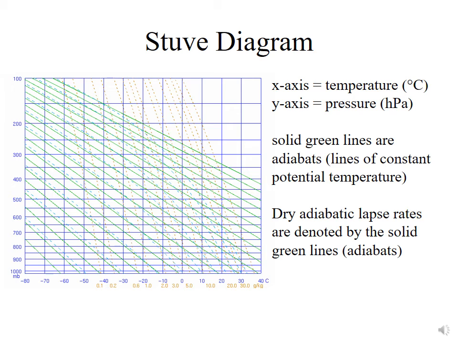And lastly, we are introducing some thermodynamic diagrams. This is a Stuve diagram. The x-axis is temperature in degrees Celsius, and the vertical blue lines are the temperature. The y-axis is pressure, in this case in hectopascals. Recall that 1,000 hectopascals or millibars is equal to 100 kilopascals. And the solid green lines in this case are your dry adiabats, or lines of potential temperature, also what we call dry adiabats.